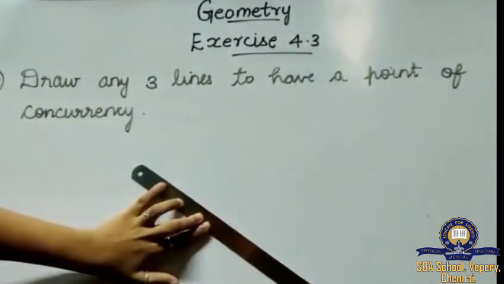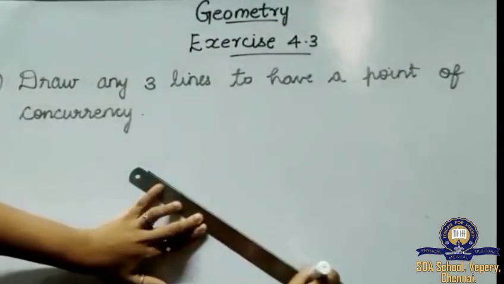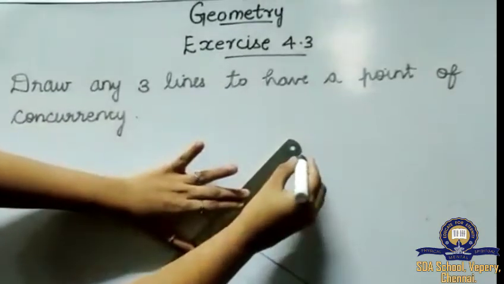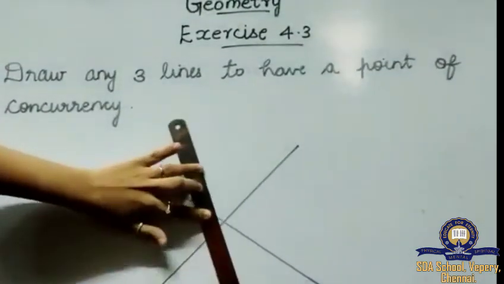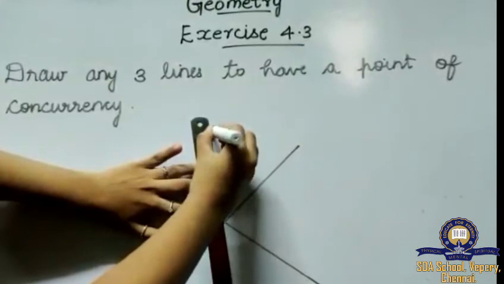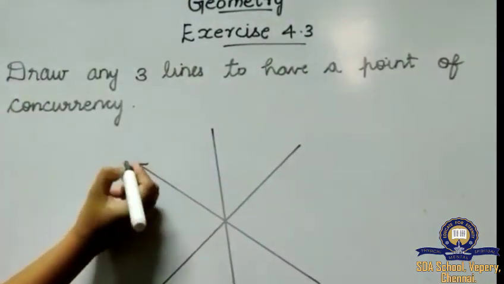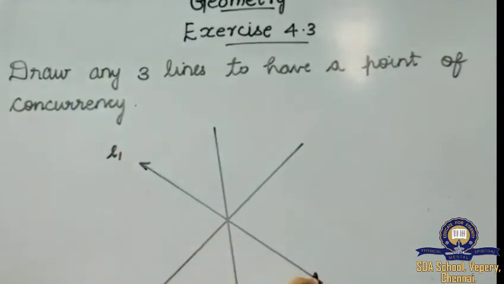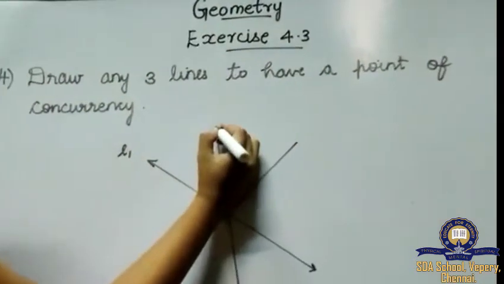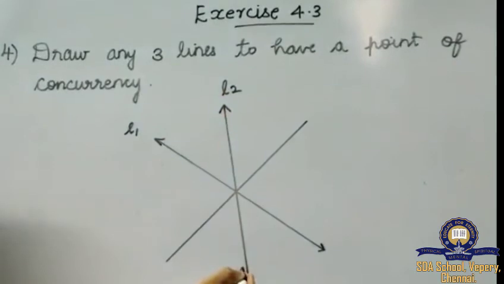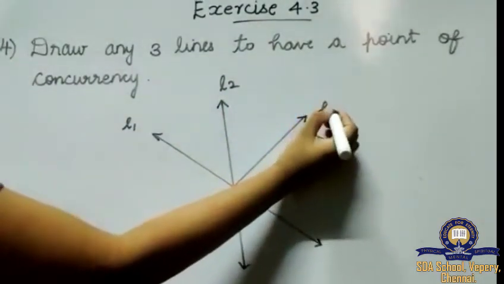Okay, so I'll be drawing any 3 lines. You can draw these lines in any direction. Okay, so I'm going to draw like this. So I've drawn 3 lines. Could you see? So I'm going to represent this line as L1, this line as L2, this line as L3.